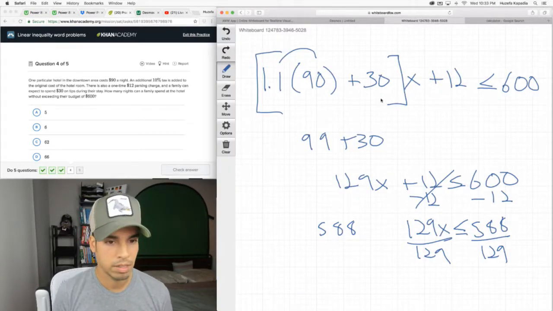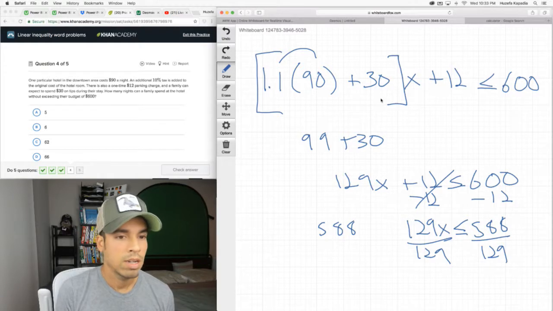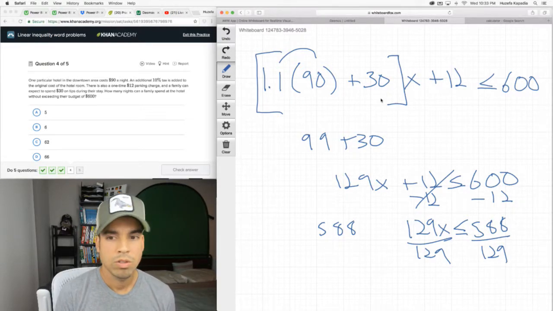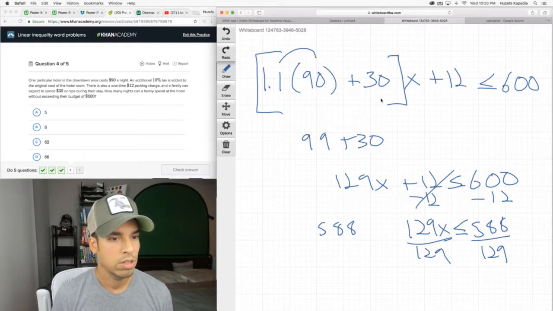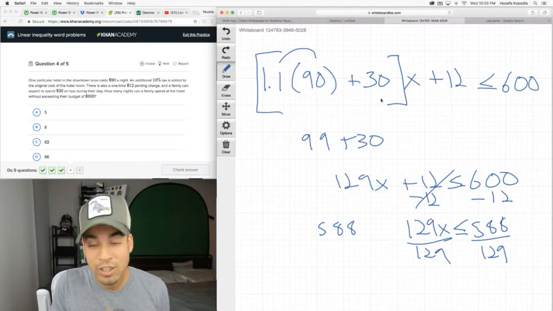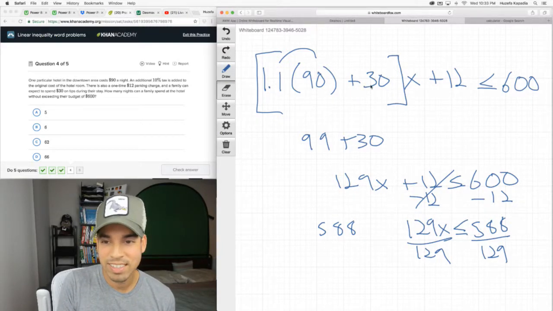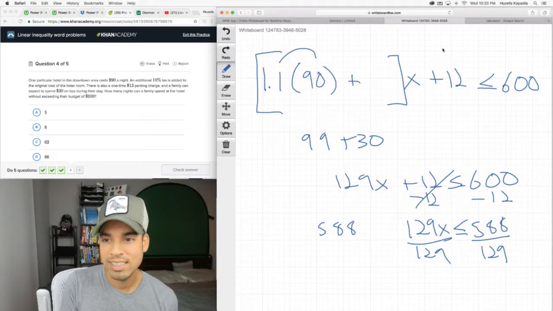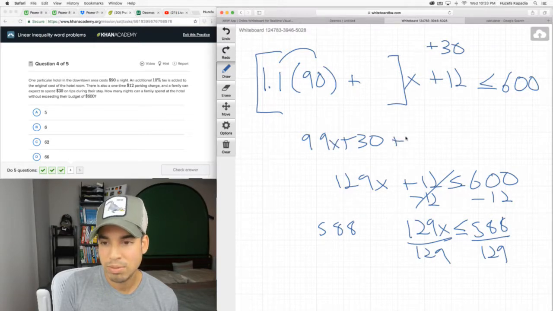So I must have still made a mistake. So I gotta go back again. So it says $90 and an additional 10% tax added to the original cost of the hotel room. So a one-time parking charge during their stay, not each day. So the $30 also comes outside. Whoops. So this is also 30 over here. So it's 99x plus 30 plus 12.